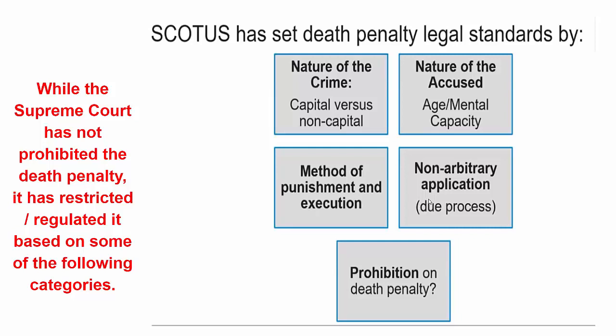The method of punishment and execution: if the method is deemed cruel or unusual, then the courts have restricted use of the death penalty. Also, remember, the process for putting someone to death has to be non-arbitrary. There needs to be a process that respects that person's due process. That would mean a series of appeals, a series of checks and verifications before that person was put to death. So again, no prohibition, but definitely restrictions and regulations that have narrowed the use of the death penalty to an all-time low.